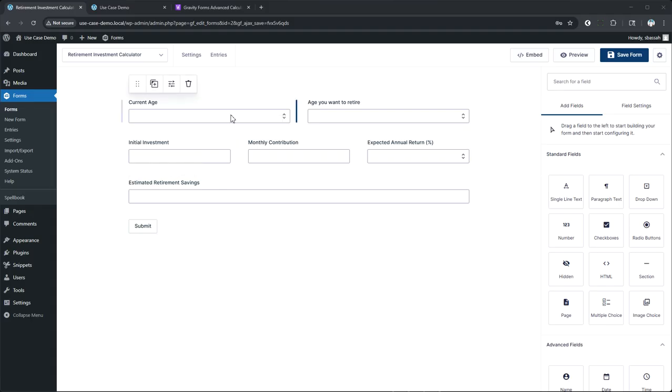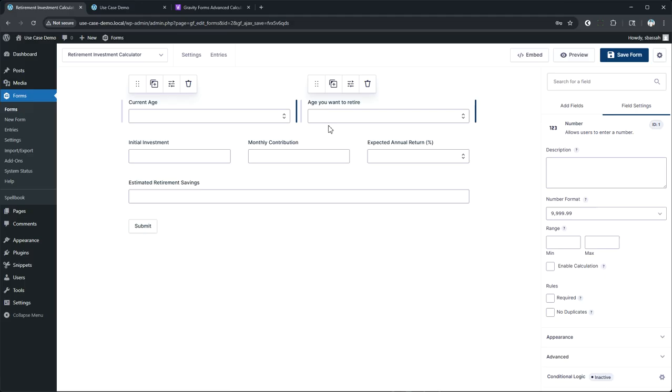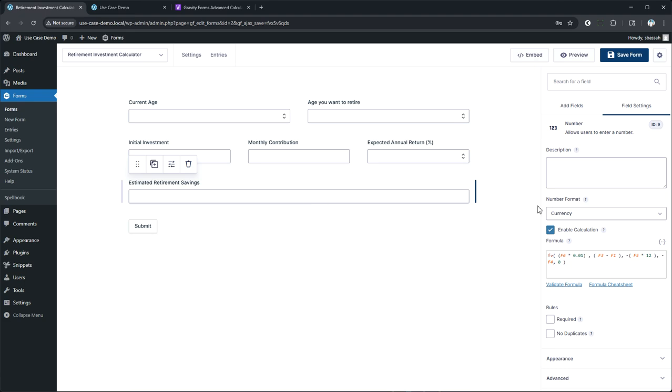over here. Now, the first field is the current age, then the age of retirement, the initial investment, monthly contribution, and the interest rate. The last field is where the calculations will be performed, and that is where we have the function. Now, the first parameter is the interest rate. The user enters the interest rate amount, which is then multiplied within the function by 0.01 to get the percentage.